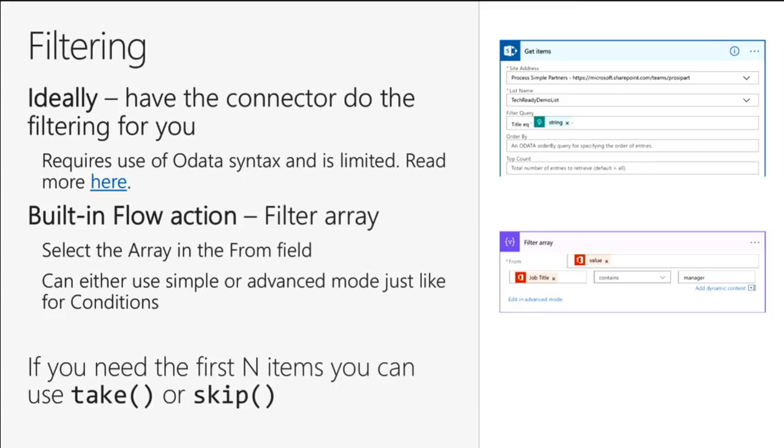Now, the filter action looks and feels just like a condition and even has the edit in advanced mode, just like conditions do. So you can click that, and then you can use ands and ors and nots and all those same Boolean expressions I was talking about earlier in order to get the filter down to exactly what you want. There are also expressions for taking some number of items from the beginning or from the end of the list.